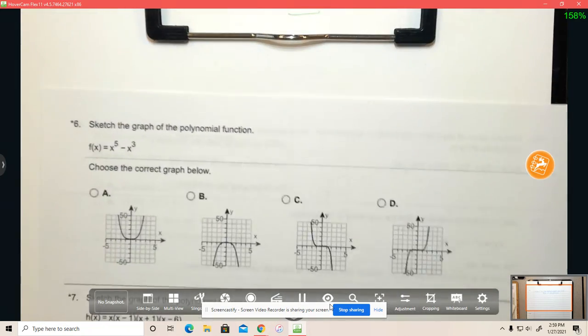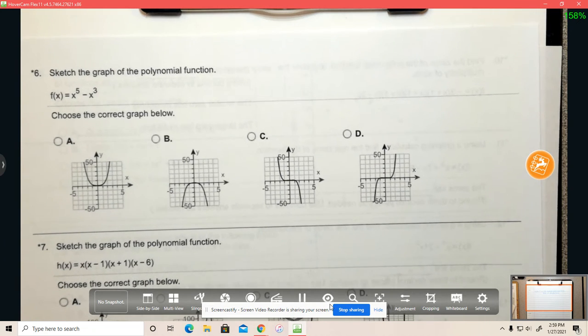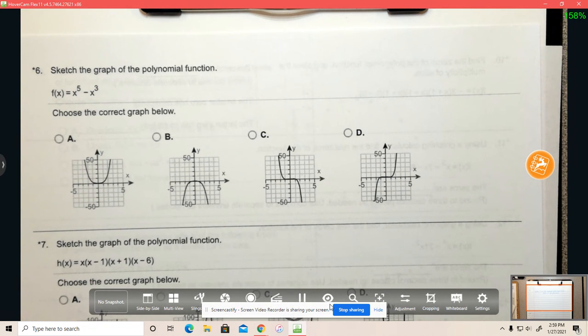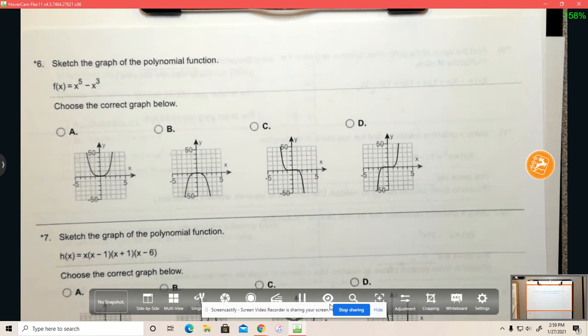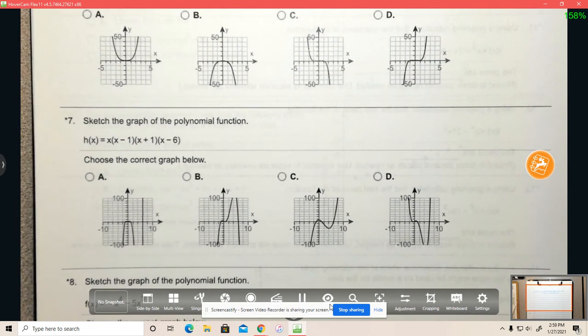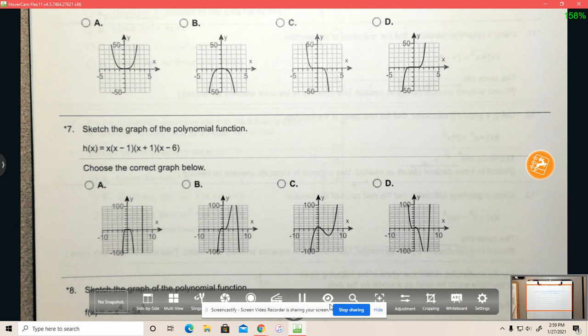Now, number 6, I'm not going to go over that one for real this time because you can use those same skills that I was just talking about, or you can type that in the calculator. All right. Number 7. You can type it in the calculator if you want to, or we can analyze it. I'm going to analyze it just to show you how it works.